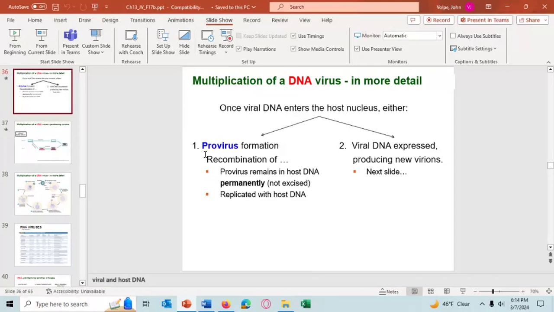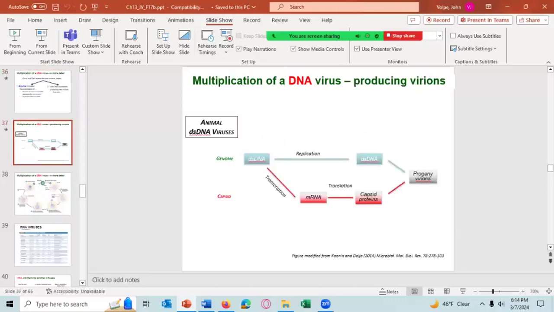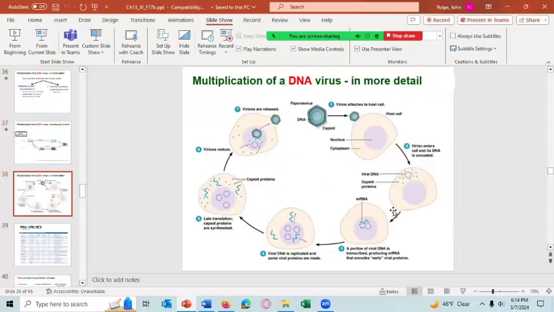But there will be 2 cells which have that animal DNA virus. Any questions about any of that? All right, I've talked about that one. So let's talk about multiplication of a DNA virus in more detail.